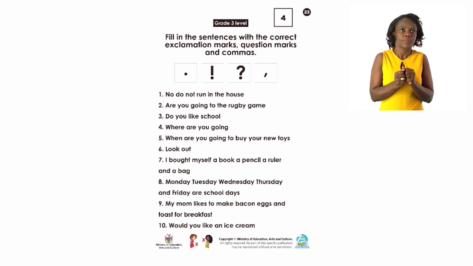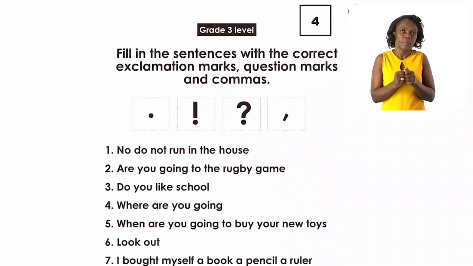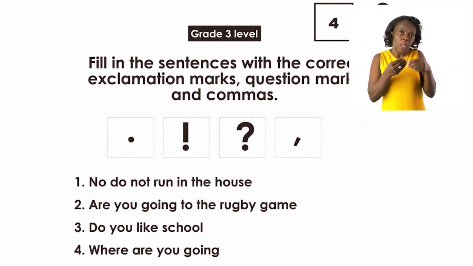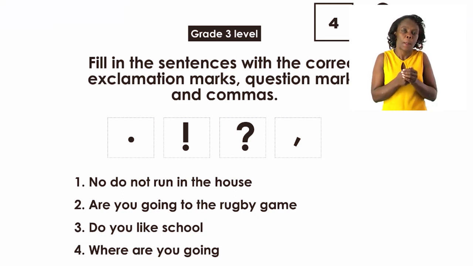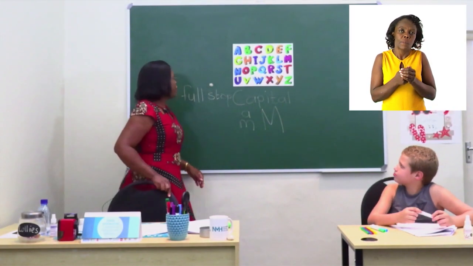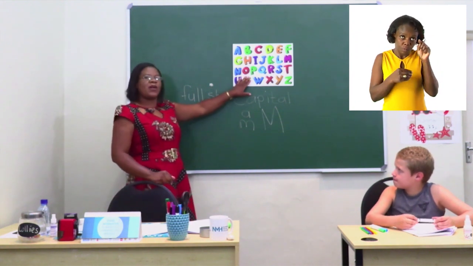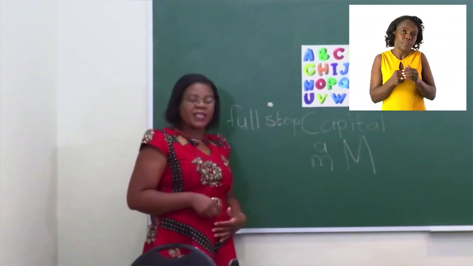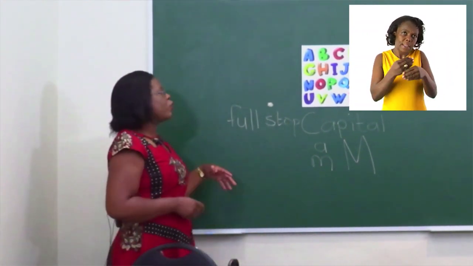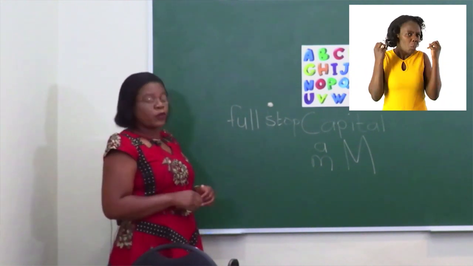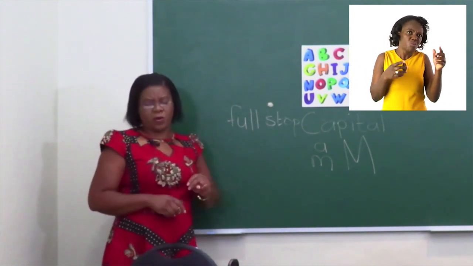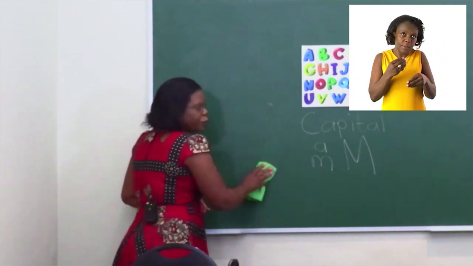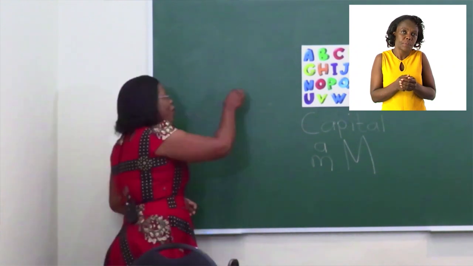Okay, grade 3s. Now let's go back to our punctuations again. This time we are going to add 2 more on the punctuations that we have learned. We have learned the full stop and the capital letter, remember, in grade 2. So now we are going to continue adding more. Remember, we have got a lot of punctuation marks. But for your grade, I'm just going to add 2 more. Besides the full stop and the capital letter, I'm going to add this one.